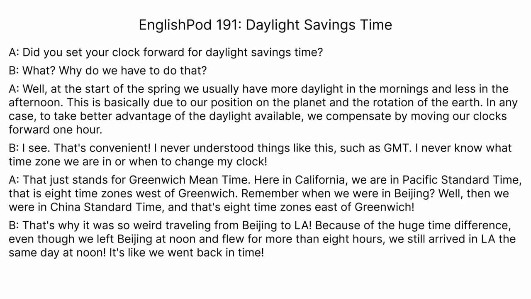Did you set your clock forward for daylight savings time? What? Why do we have to do that? Well, at the start of the spring, we usually have more daylight in the mornings and less in the afternoon. This is basically due to our position on the planet and the rotation of the Earth. In any case, to take better advantage of the daylight available, we compensate by moving our clocks forward 1 hour. I see. That's convenient. I never understood things like this, such as GMT. I never know what time zone we are in or when to change my clock. That just stands for Greenwich Mean Time. Here in California, we're in Pacific Standard Time. That is 8 time zones west of Greenwich. Remember when we were in Beijing? Well, then we were in China Standard Time, and that's 8 time zones east of Greenwich. That's why it was so weird traveling from Beijing to LA, because of the huge time difference. Even though we left Beijing at noon and flew for more than 8 hours, we still arrived in LA the same day at noon. It's like we went back in time.